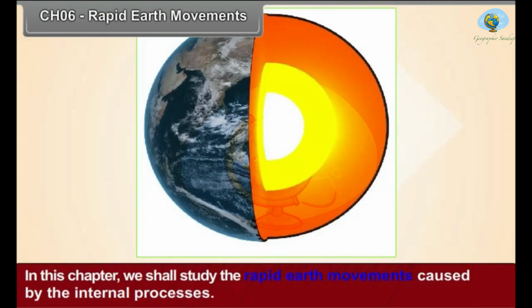Chapter 6. Rapid Earth Movements. In this chapter, we will study the rapid Earth movements caused by the internal processes.